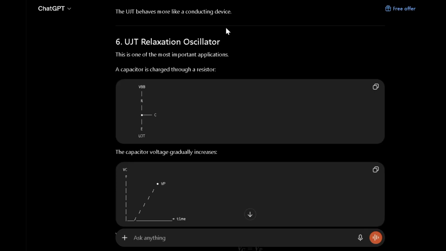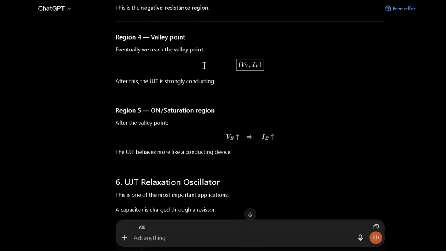What is UJT? What is UJT? Relaxation oscillator. Yes. So the UJT relaxation oscillator is an important application of the UJT.